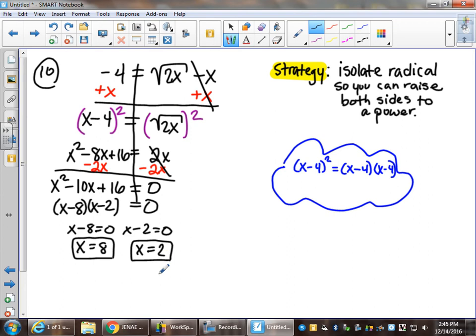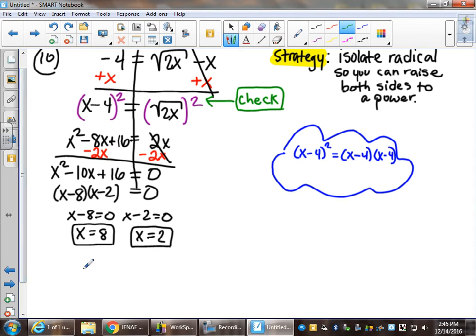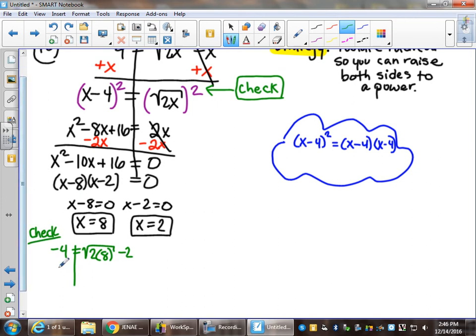This is the first time where we will be dealing with an extraneous solution. So way up here, as soon as I raise this to the second power, I want us to write check. Remember from yesterday's notes that as soon as you raise something to an even power, we will have to check. So let's see what happens. Checking x equals 8, that'll be negative 4 equals the square root of 2 times 8 minus 2. This is a check. So that becomes negative 4 equals the square root of 16 minus 2.